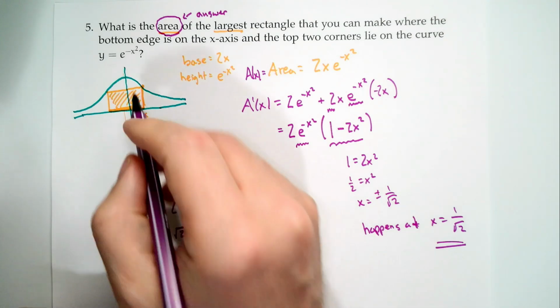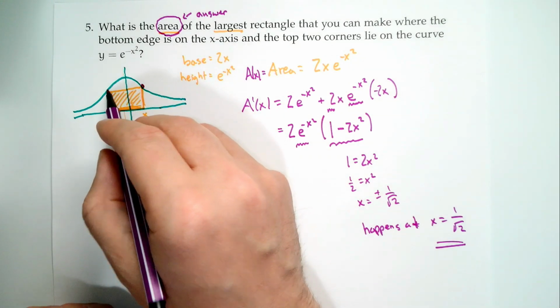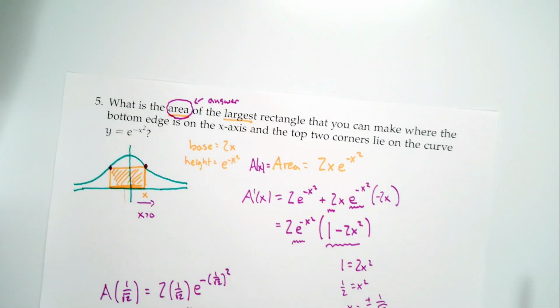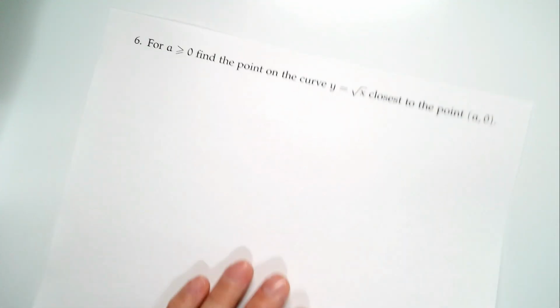Good. And of course, I should have pointed out the top 2 corners. I should have said that when I said that here. Okay. Now, number 6.